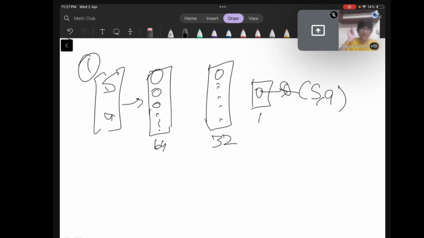Suppose there are 2 actions, a comma b. You can define a new action in which both of those happen simultaneously, and you can have some 20 actions.